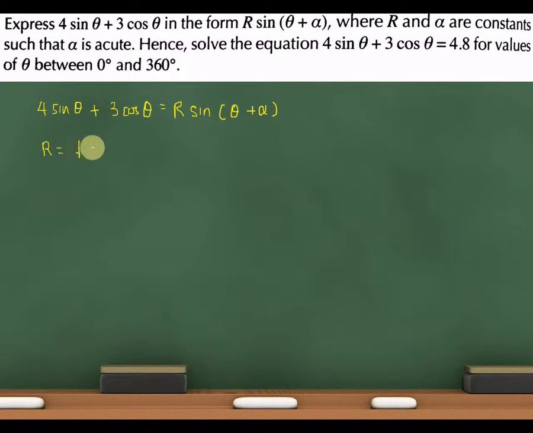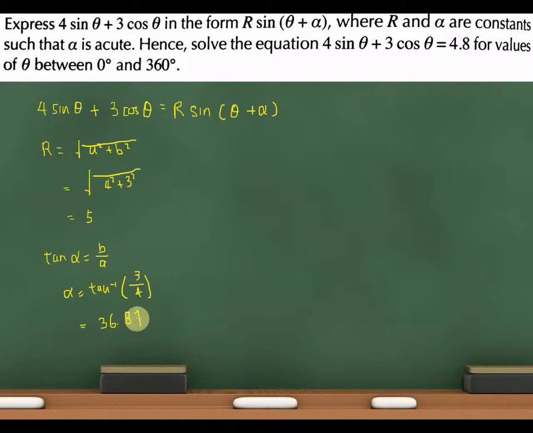We know that R is the square root of A squared plus B squared. This is A squared, this is B squared, so 4 squared plus 3 squared. That will give us 5. Next, tangent alpha is B over A. Alpha is tangent inverse, B is 3, A is 4. It will give us 36.87 degrees. Okay, notice intermediate working is more than one decimal place.